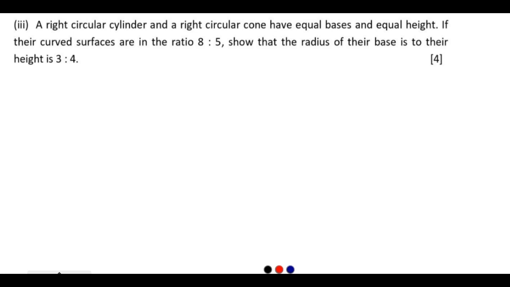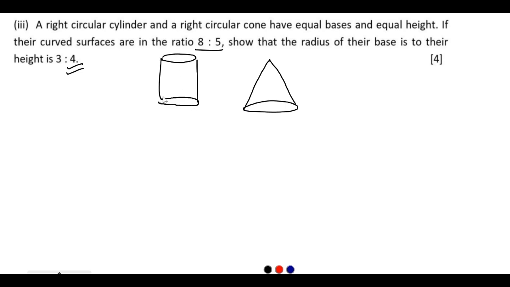Third part of this question, it is from mensuration. A right circular cylinder and a right circular cone have equal bases and equal height. If their curved surfaces are in the ratio 8:5, show that the radius of their base to their height is 3/4. A right circular cylinder and a cone have equal bases, meaning the radius is equal. If its radius is r, then its radius is also r, and the height is equal. And their curved surfaces are in the ratio 8:5.